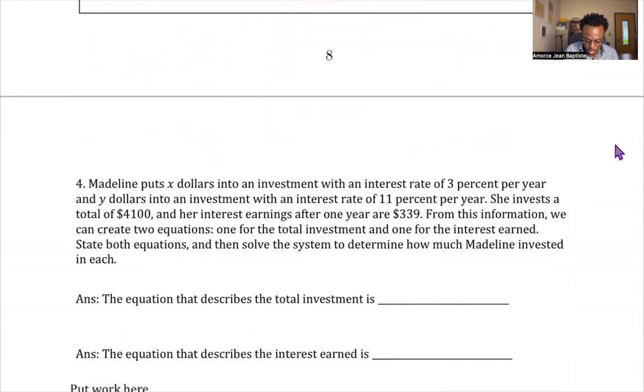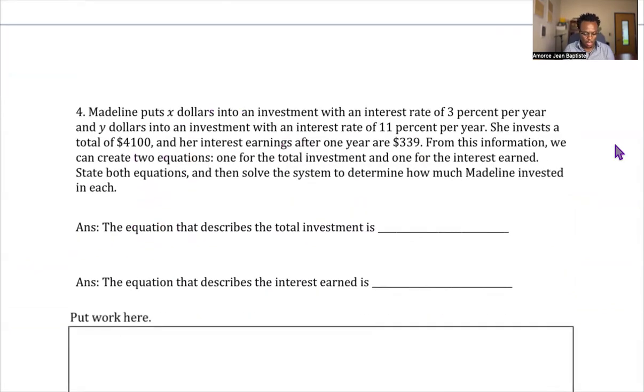All right, one more model example. We have Madeline, who puts X dollars into an investment with an interest rate of 3% per year. So X amount, and then 3% per year. Another account, Y dollars, 11% a year.